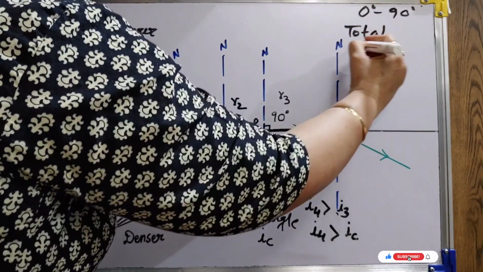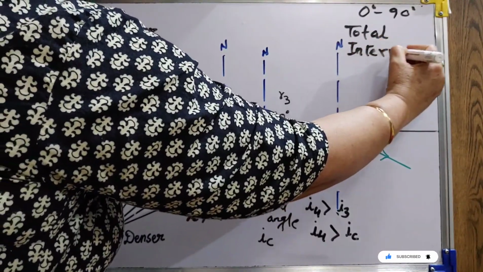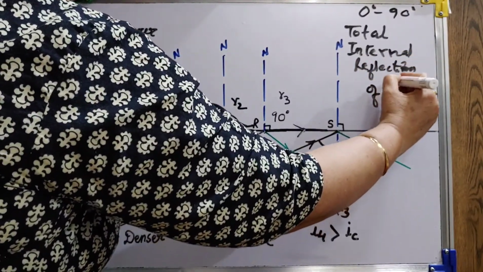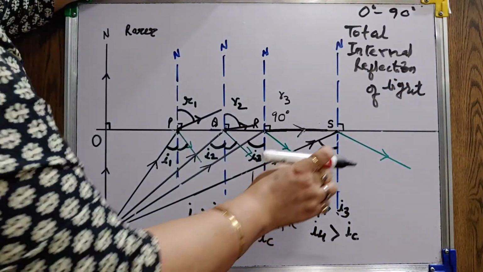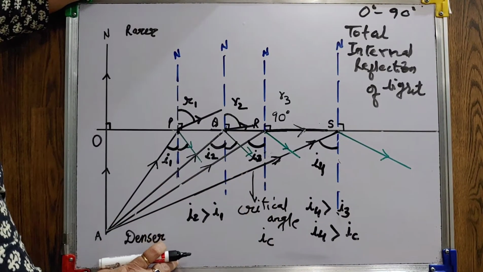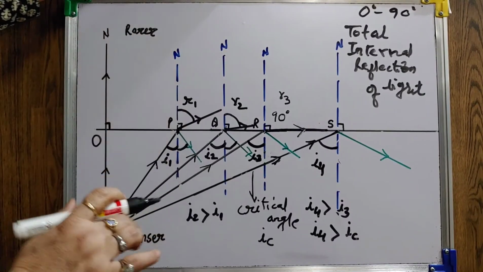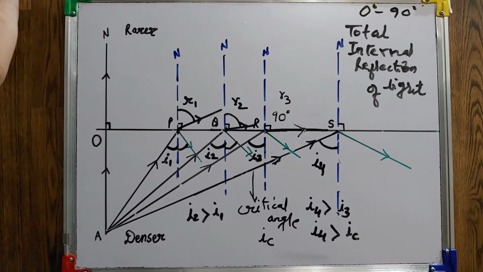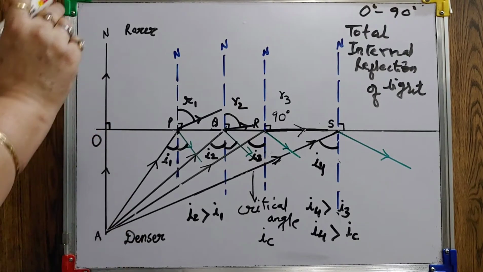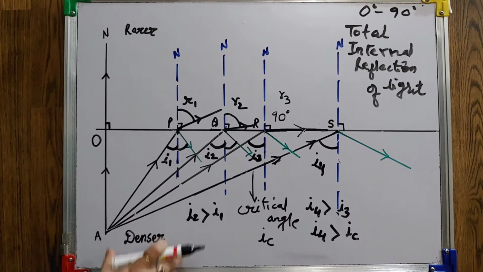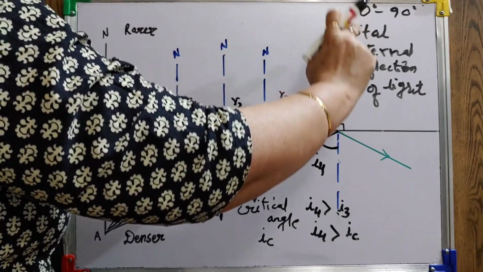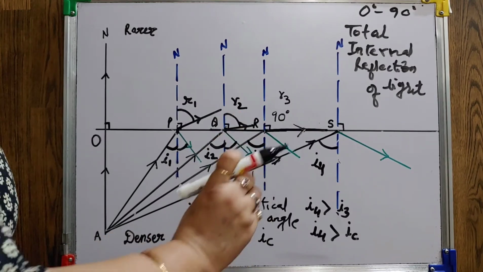This is known as total internal reflection of light. It takes place when our angle of incidence is greater than the critical angle and light travels from denser to rarer medium. So two conditions you have to keep in mind. When does it occur? When the angle of incidence is greater than the critical angle and light travels from denser to rarer medium. Then only there is total internal reflection of light without using any mirror.